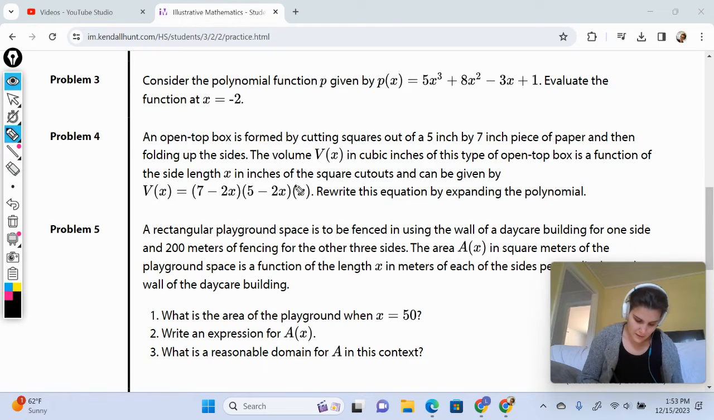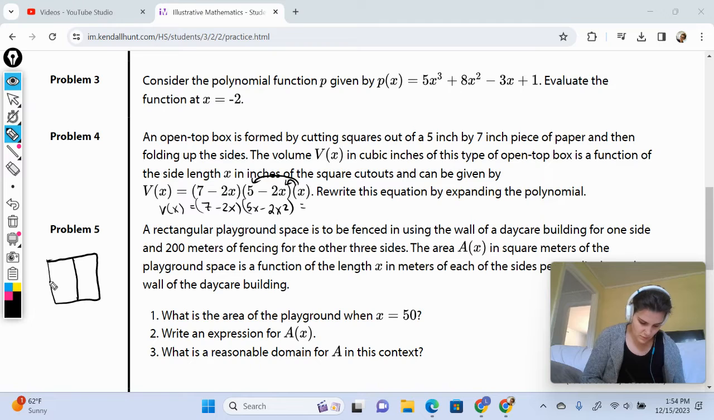Well, I'm going to take this x and we're going to multiply him by those two. That's my first step. The V of x is going to equal 7 minus 2x times 5x minus 2x squared. That was step number 1. Now, I'm going to expand him, and I'm going to go over into this corner and use the box method.